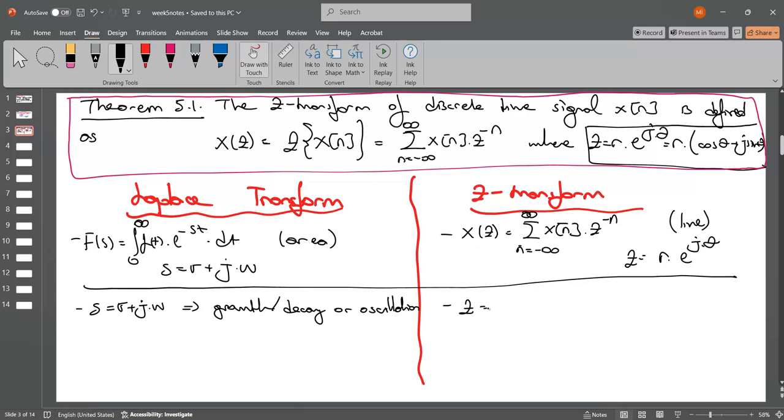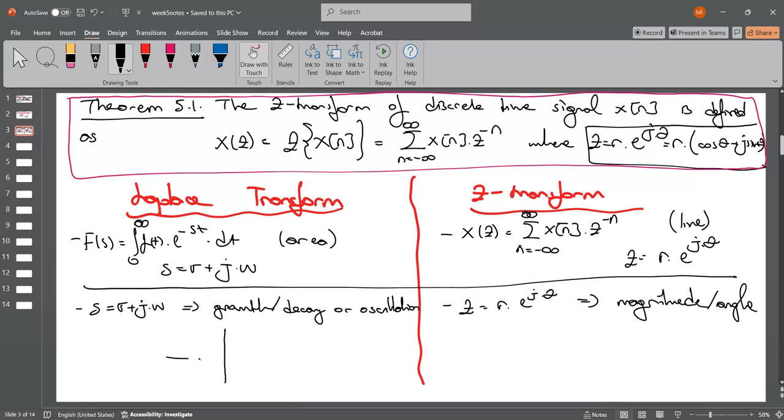z equals r times e to the j theta. And so this represents the magnitude and the angle of the signal. This is the angle, and r is the magnitude of the signal, right? We can represent sigma and w in terms of the magnitude and the angle. And so what about this?